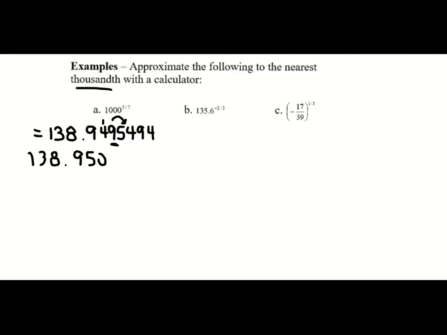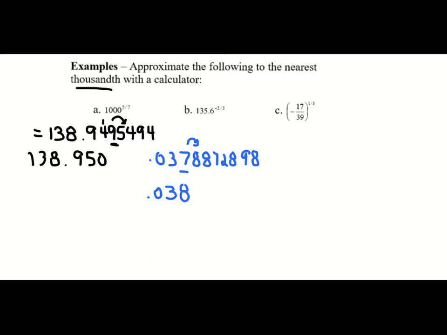All right, next we have 135.6 raised to the negative 2/3 power. And when I do that, I come up with an answer. I'll put it in a different color. 0.037887898. And we're going to round to the thousandths. So there's my 7. And I look, it's an 8. So it's going to be 0.038 because we have to round up.